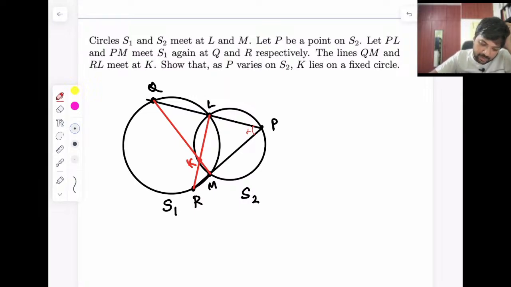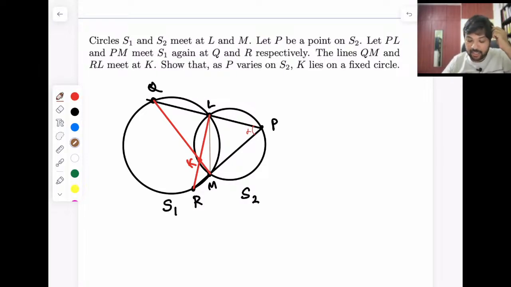Join LM, maybe construction, because a common chord, right? Very useful. Join LM, then maybe join QR also. Then you can transfer angles, right? This angle is equal to this angle. So Abhi is asking, what about LKM being a function of LPM? Yeah, so we know this angle is equal to this angle and so on.